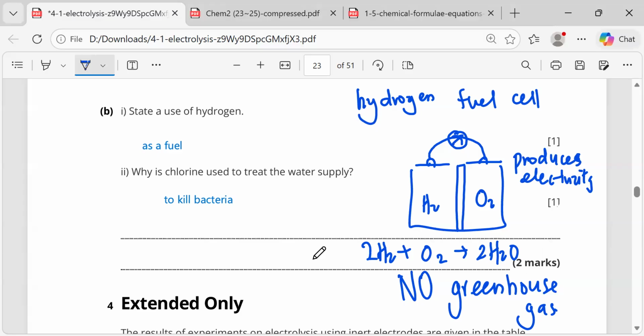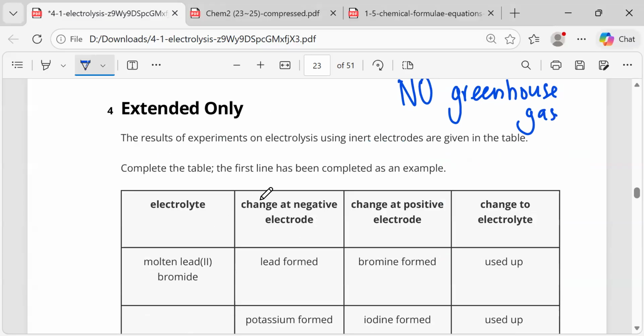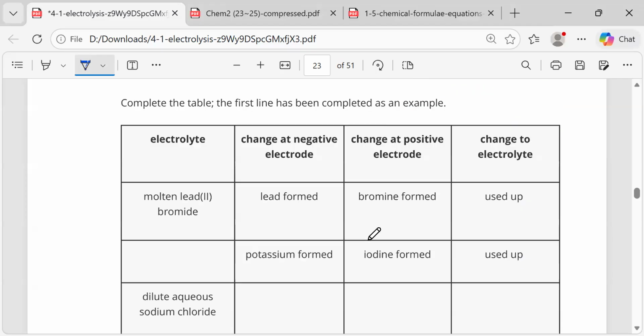The results of an experiment on electrolysis with inert electrodes are given. If you make potassium, that means it has to be molten. It has to be molten because if it's not molten, you won't get potassium. Molten potassium iodide.